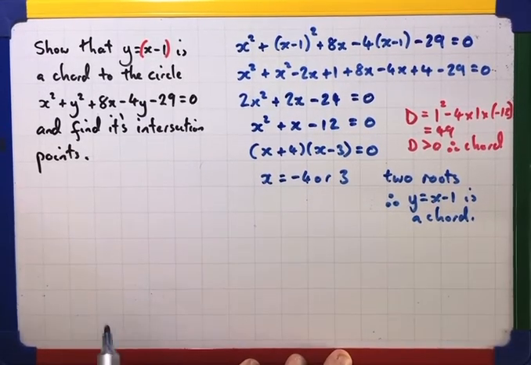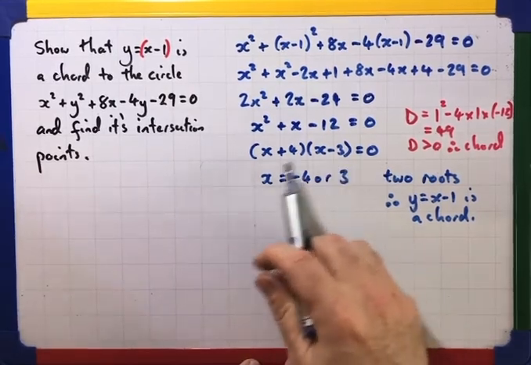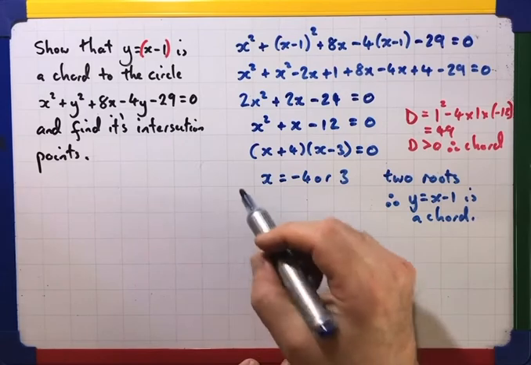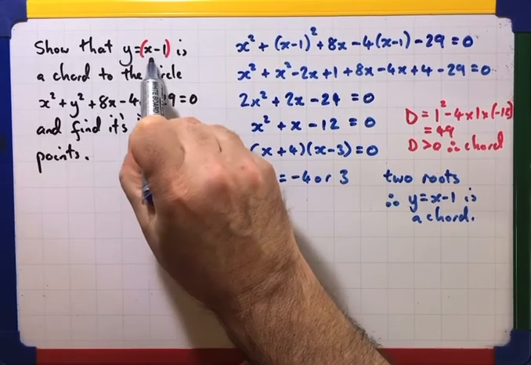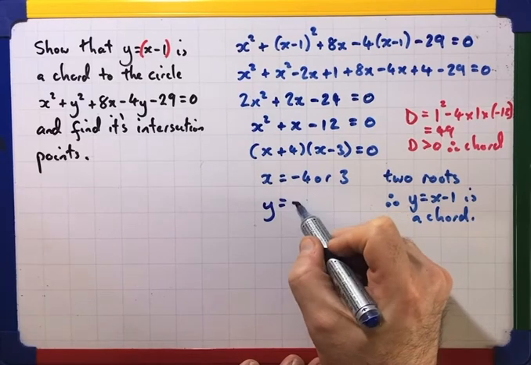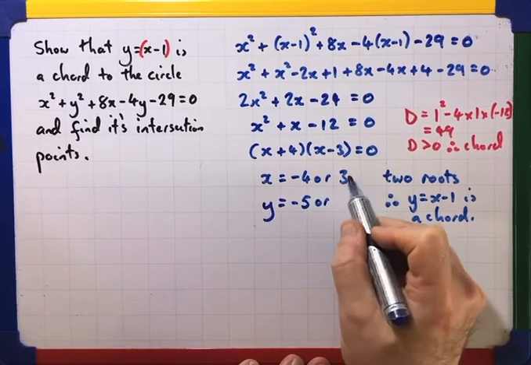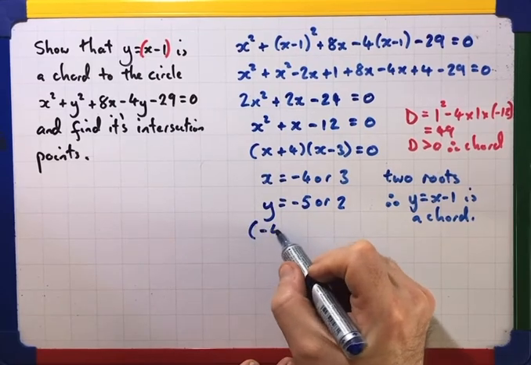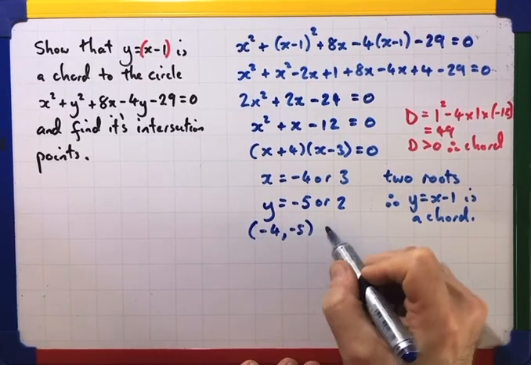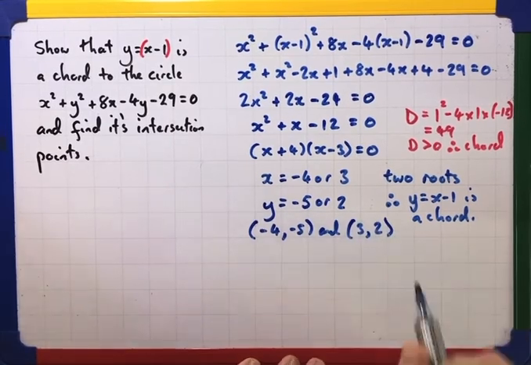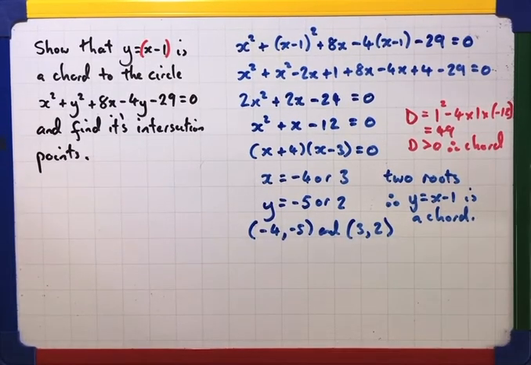Remember, because we want the points, it's just as easy to do it that way. But we also need the y coordinates, and I'd be using the x minus 1 here. So minus 4 minus 1 is minus 5. 3 minus 1 is 2. So our 2 points of intersection are minus 4, minus 5 and 3, 2. And that's that one.